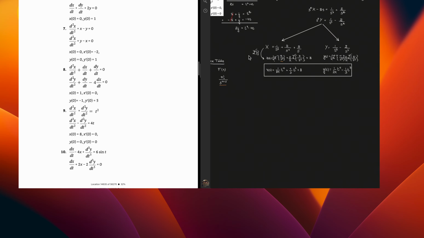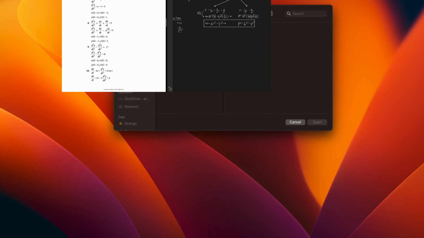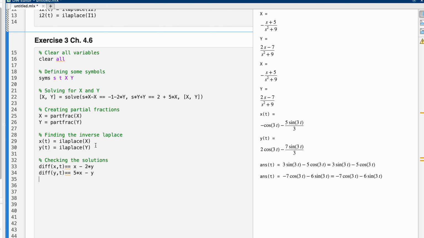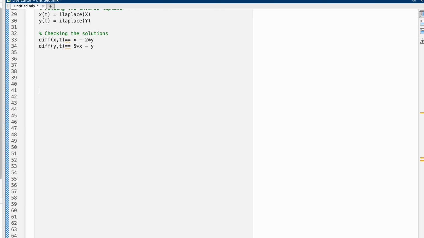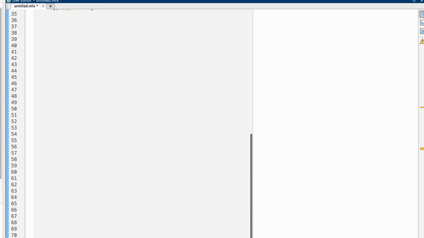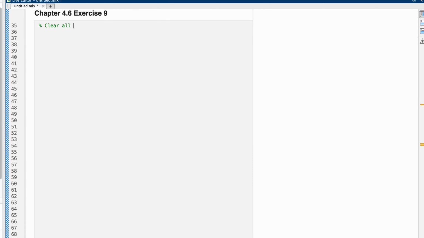But now I want to show you how to do it in Matlab, just in case I had made a sign mistake and wanted to double check. So let's go over here. Let me clear all the outputs and give you a little more space. Let's say this is a new problem, still chapter 4.6, exercise 9. The first thing I'm going to do is clear all variables, because I don't want to use the old variables.